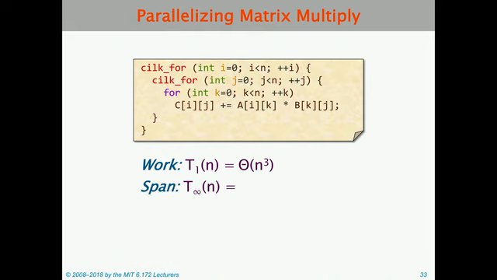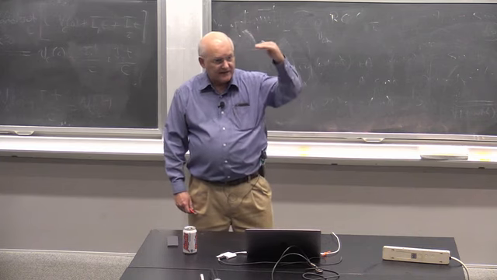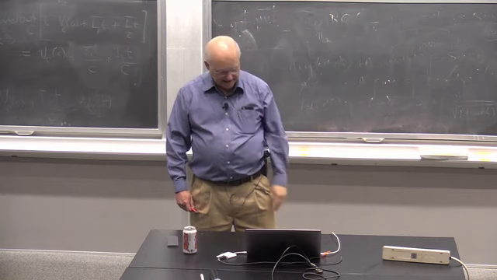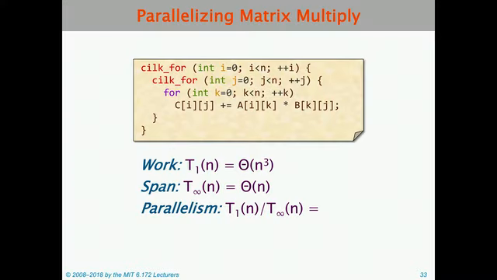Okay, the span for this is what? Yeah, that inner loop is linear size, and then you've got 2 log n's, log n plus n, so it's order n. So the parallelism is around n squared.